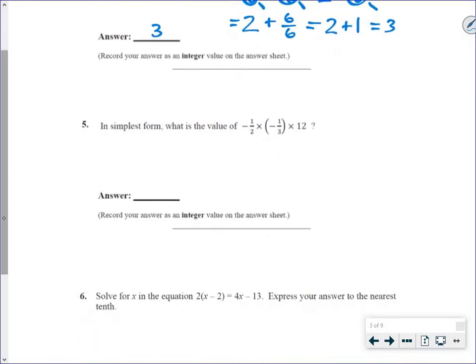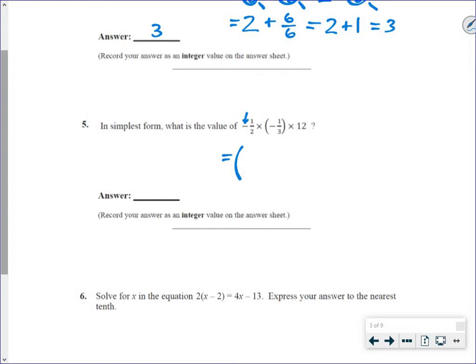Alright, moving on, so we've got some multiplication of fractions here. Multiplication of fractions, super simple. You just multiply straight across the top and straight across the bottom. A common question I get often is, with this negative sign, is that attached to the 1 or the 2, or is it out front?